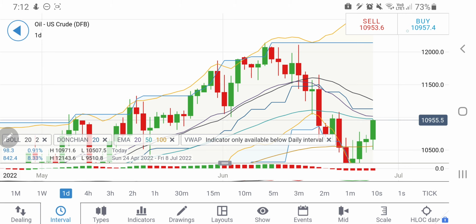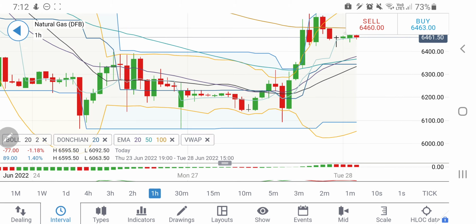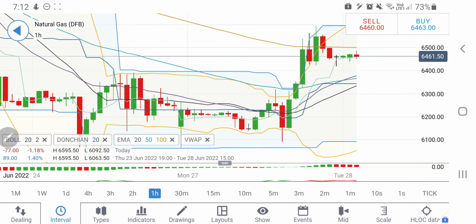So this is about US crude. Now let's have a look at natural gas. See, if you look at NG, previously the support was close to 6.05 levels, and yesterday it got support at 6.1 and tried to bounce back. This was a strong rally, a strong bounce back.